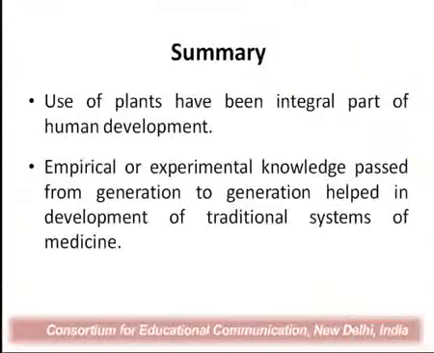So if we summarize what we have studied and discussed by this time, it is that the use of plants has been an integral part of human development, and from the day we evolved on this planet, we are using plants. Initially we were using plants for fulfilling our primary need, that was hunger, and later on with experimental or hit and trial methods, we discovered other uses of plants.